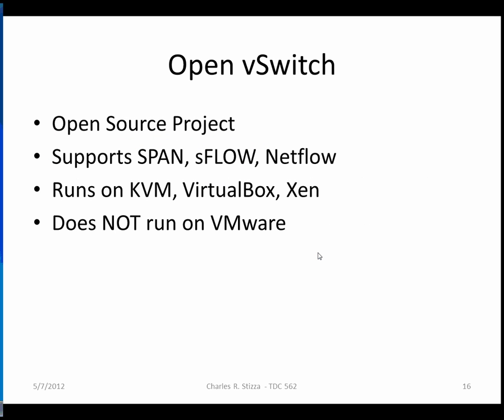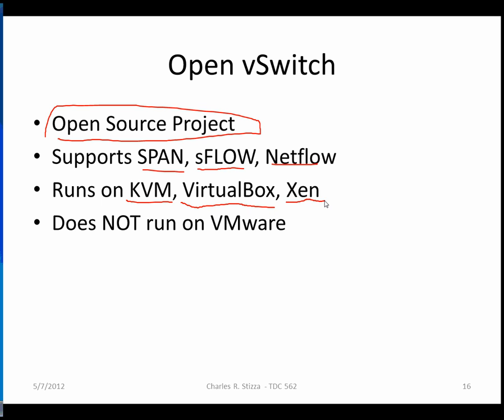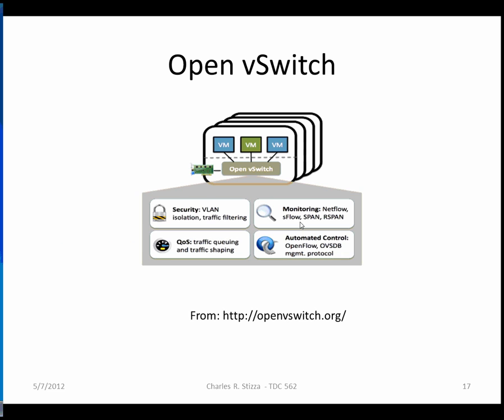The fourth solution we'll look at is called the Open vSwitch. This is an open source virtual switching solution for the virtualized world. It supports a lot of cool features: SPAN, sFlow, NetFlow. It runs on the widest variety of platforms, including Linux KVM, which is a Linux virtualization solution, VirtualBox, which is a desktop virtualization solution, and Xen, which is the Citrix hypervisor. The biggest drawback, I guess, is that it doesn't run on VMware ESX, and this is a pretty big chunk of the market, so that's a huge drawback for it.